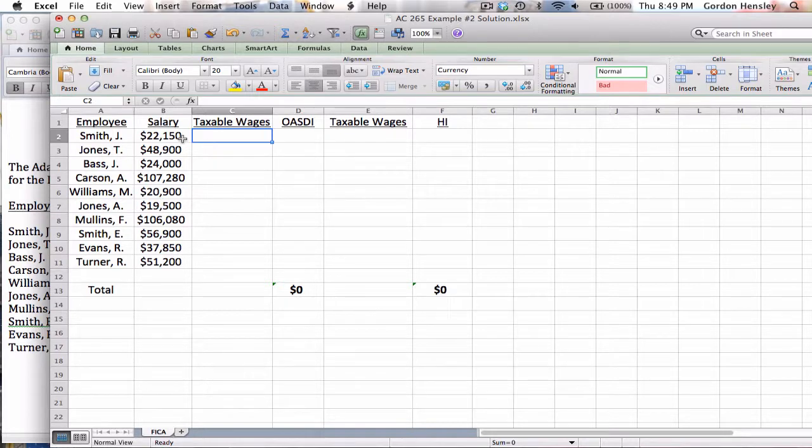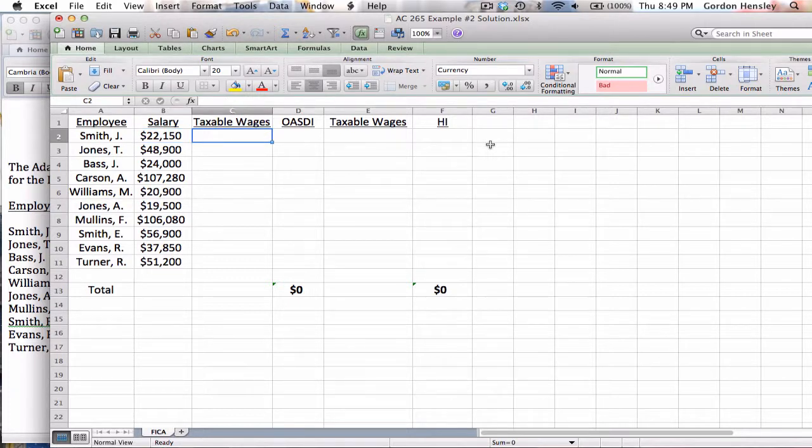But what I've done here is I've set up a column for employee, and I've just simply listed all the various employees that I was given at the beginning of the problem. And then I have a column for salary, and I've simply inputted that information in each space for each employee, their annual salary. So all that was given to me at the very beginning of the problem. So what I'm going to have to do is figure out the FICA taxes.